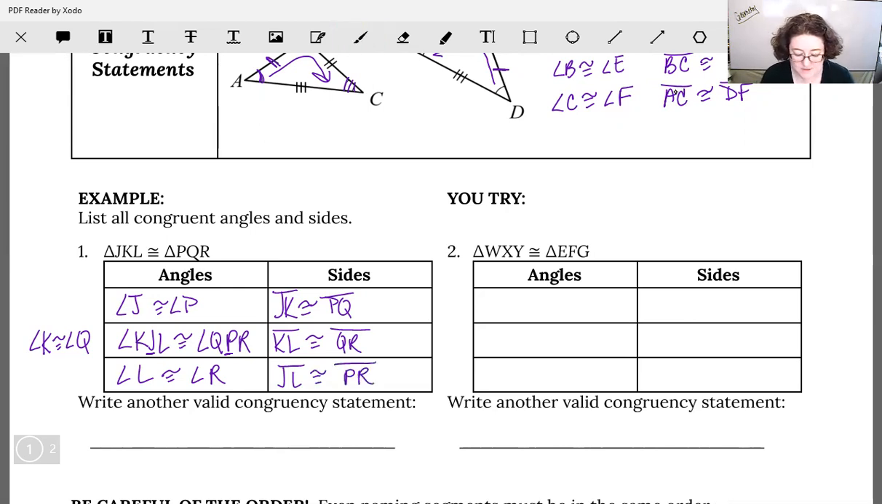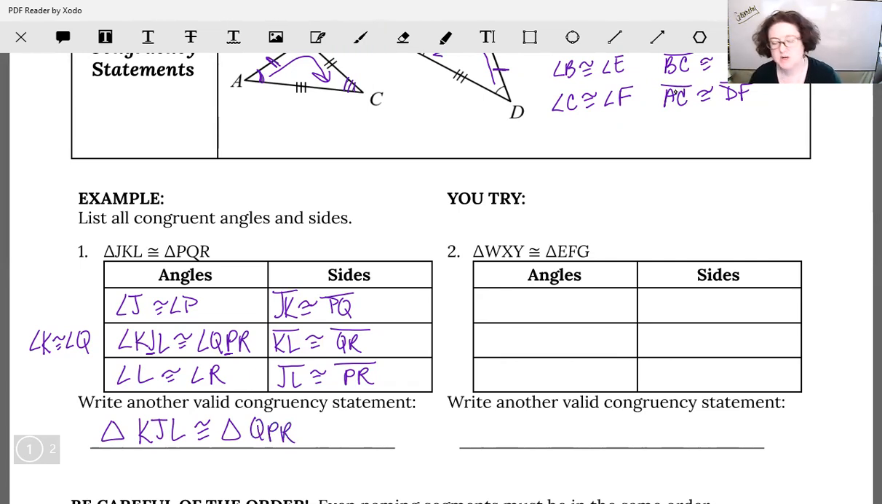Okay, writing another valid congruency statement is really just asking what other order we could name the triangles in. So if I switched around my order for my first triangle and maybe I did KJL, kind of like I did with the angles, I would have to switch the order of my triangle vertices, the points that I'm using to name, in that same way. So JKL would be triangle QPR.